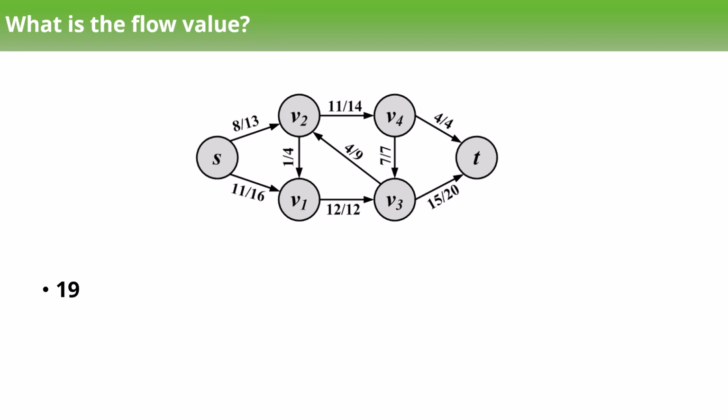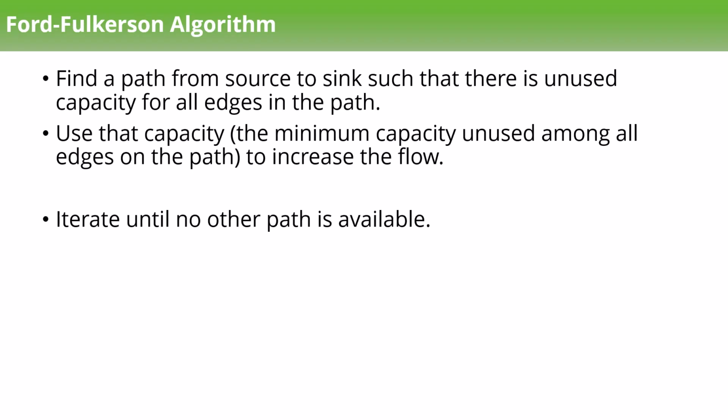Next, the Ford-Fulkerson algorithm. So this is the flow value 19. This is the famous algorithm used to find maximum flow. The basic idea: step 1, find a path from source to sink that still has available capacity. Step 2, push as much flow as possible through that path. Step 3, repeat. Step 4, stop when no more paths exist. At this point, the maximum flow has been found.